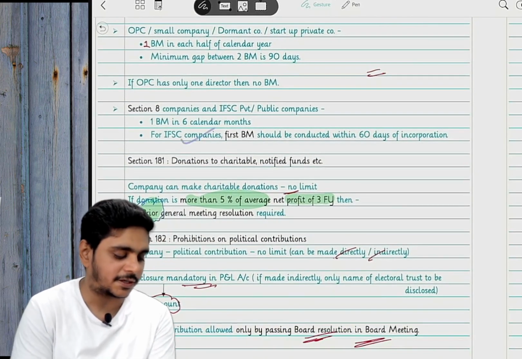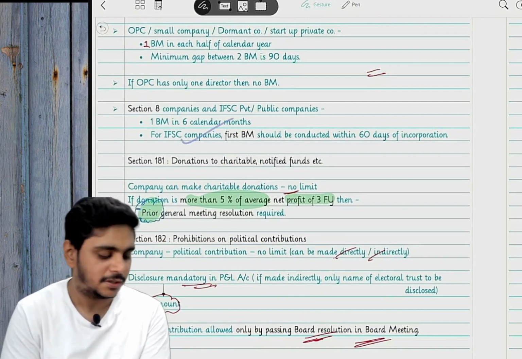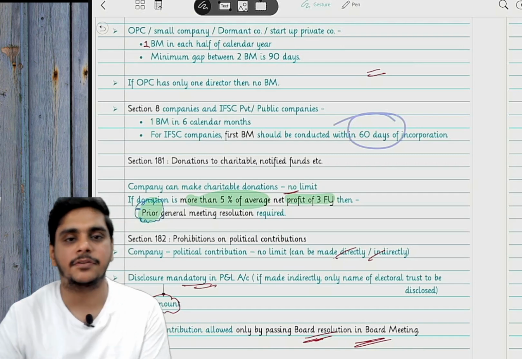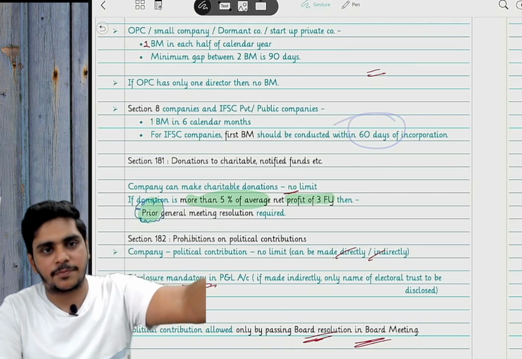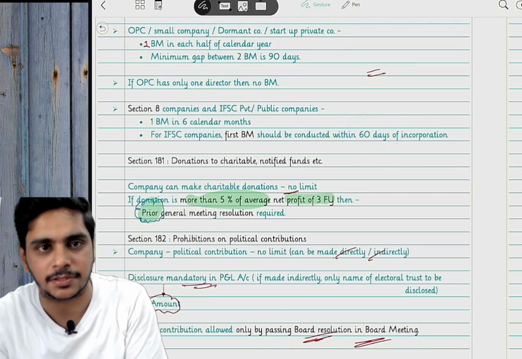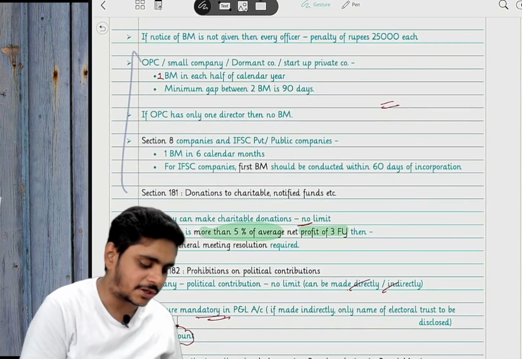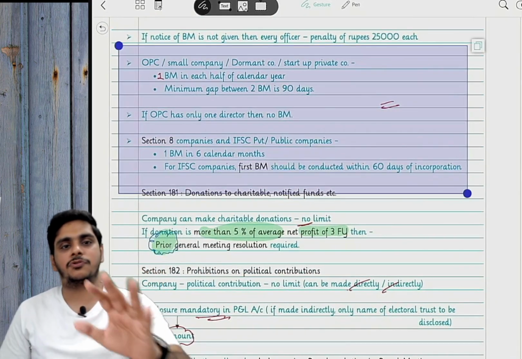Then for IFSC companies, the first board meeting should be conducted within 60 days of incorporation. Generally we say 30 days of incorporation, but for IFSC it is 60 days. So these are the exceptions where they can test you in a 1 or 2 mark answer.